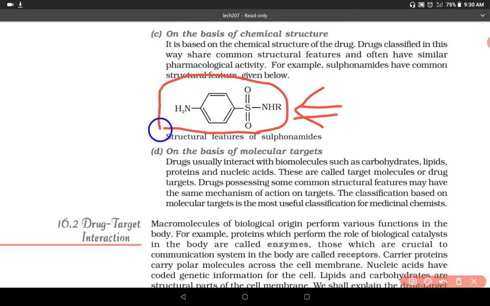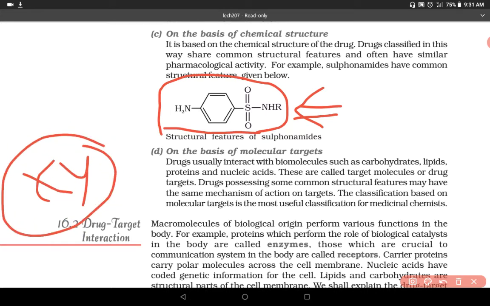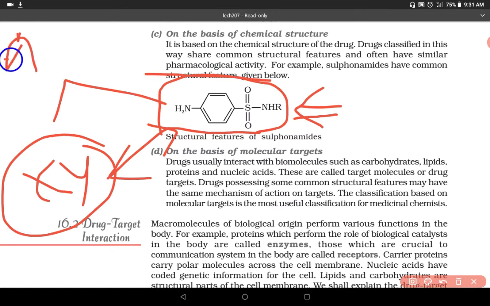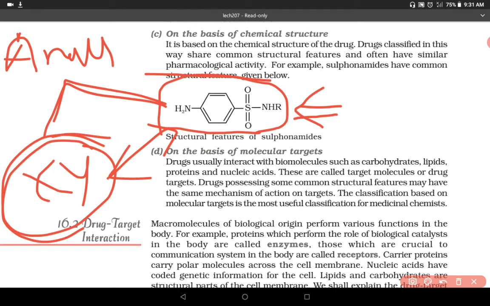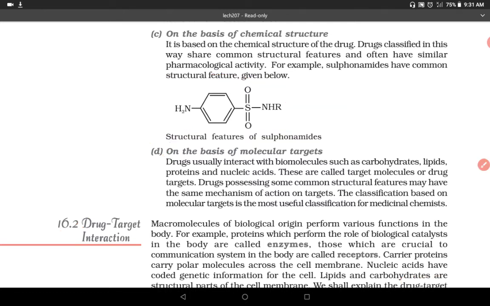Sulfonamide performs one activity and another chemical also performs the same activity. Take an example XY. This also has the same structure, and both perform the pharmacological activity, as I told, antiseptic or analgesic. Analgesics kill pain. So if both perform the same activity with the same structural formula, then it is based on the structural features. That is the basis of classification.